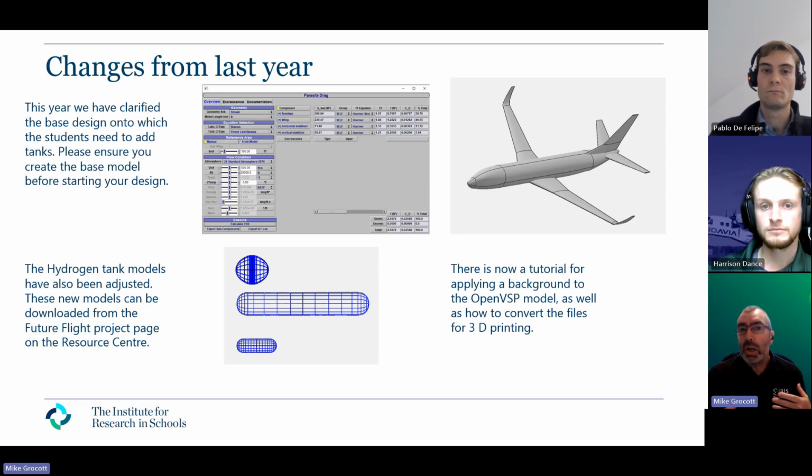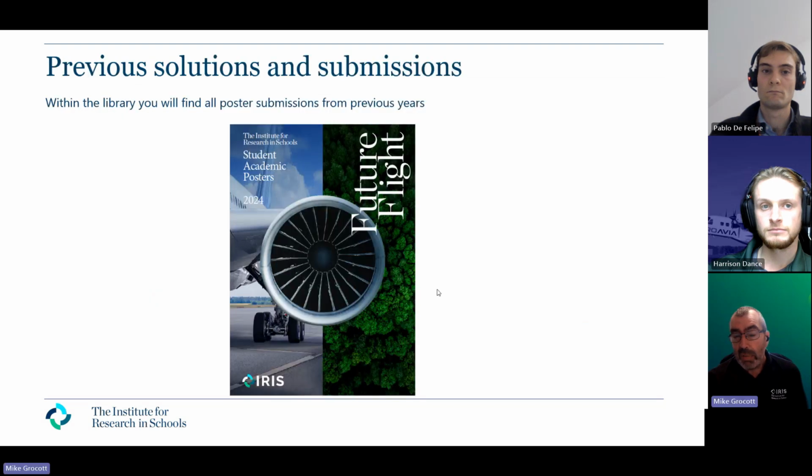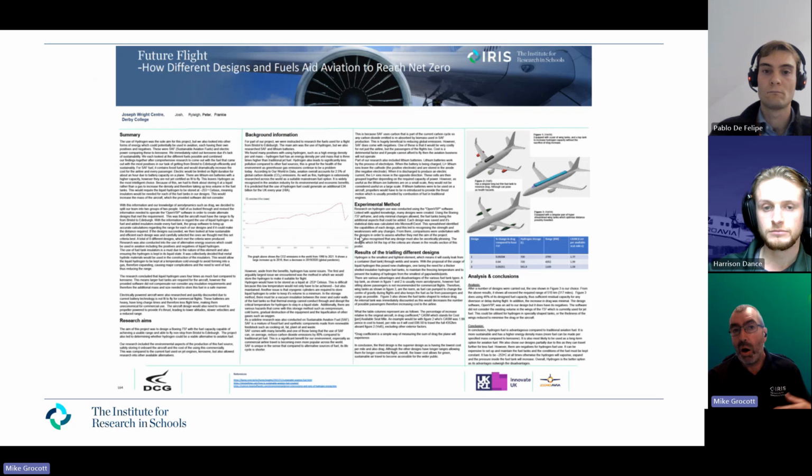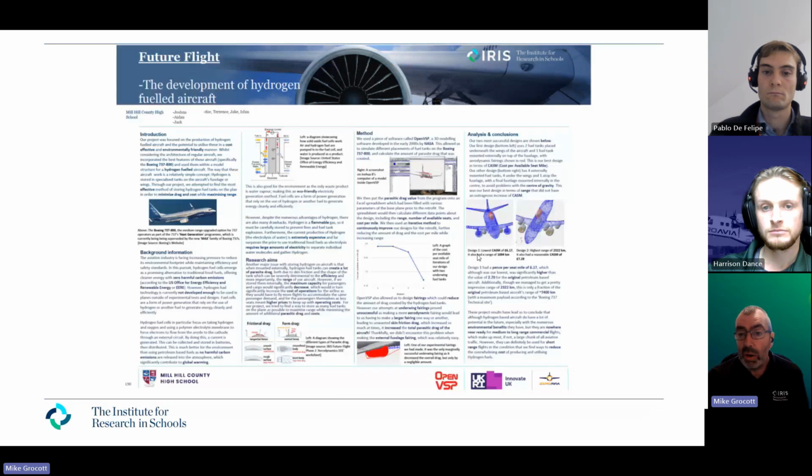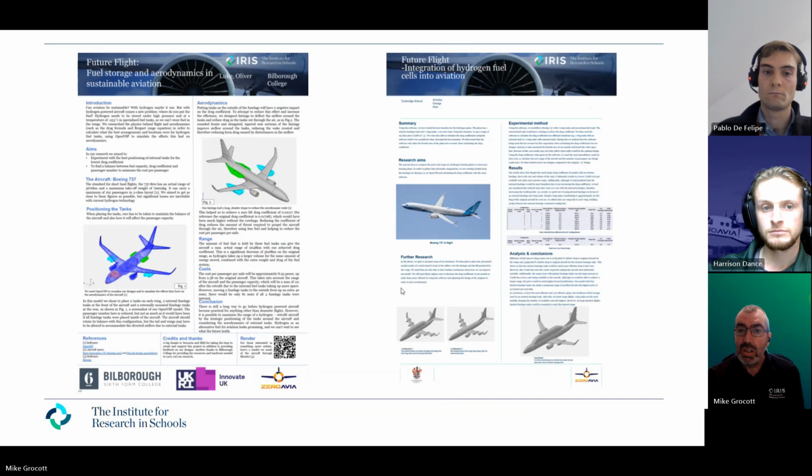Now, this comes into where you can go with this project. Some previous students have submitted posters and designs. So if you go into the library, you'll find this booklet, and in there are all the designs that we submitted before. So this is from Joseph Wright Centre. You can see they put along external fuel tanks on there. And we've got another one here from Mill Hill. They've got some internal ones. You can see how these designs are all different, and that's great, and that's what we want.